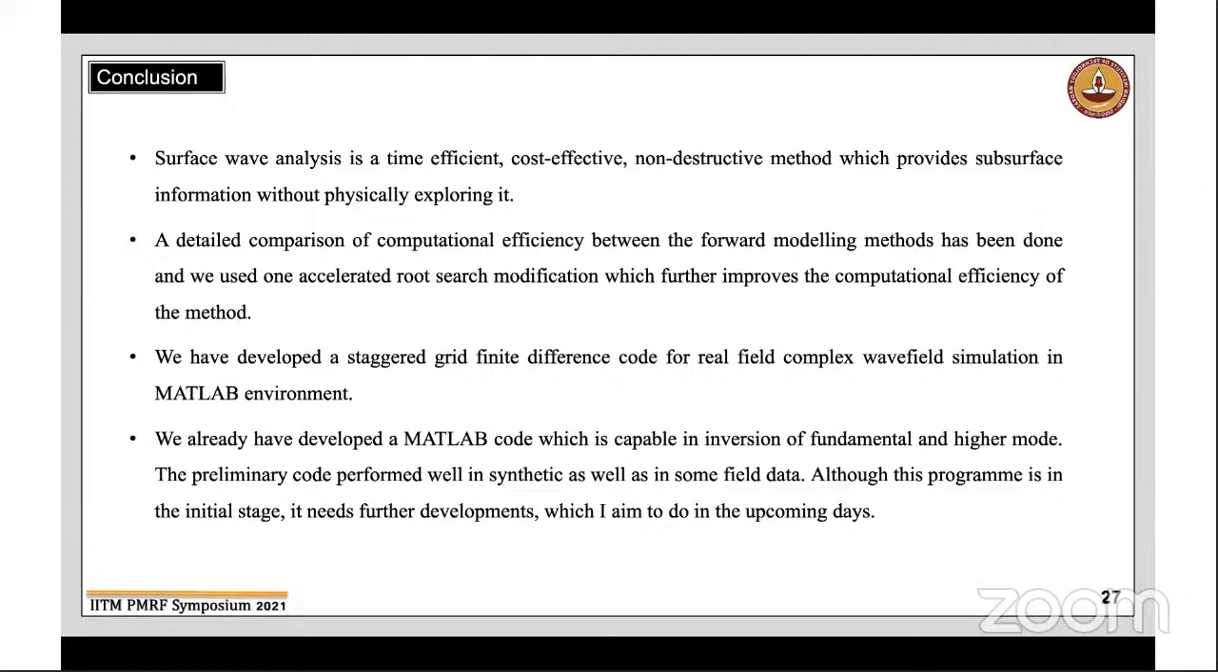We also have compared several forward model algorithms and applied an accelerated root search scheme which increased the computational efficiency of this method. A fundamental and higher mode-based inversion algorithm has been prepared which performs well in several synthetic as well as field data, although the higher mode-based code is still under improvement.